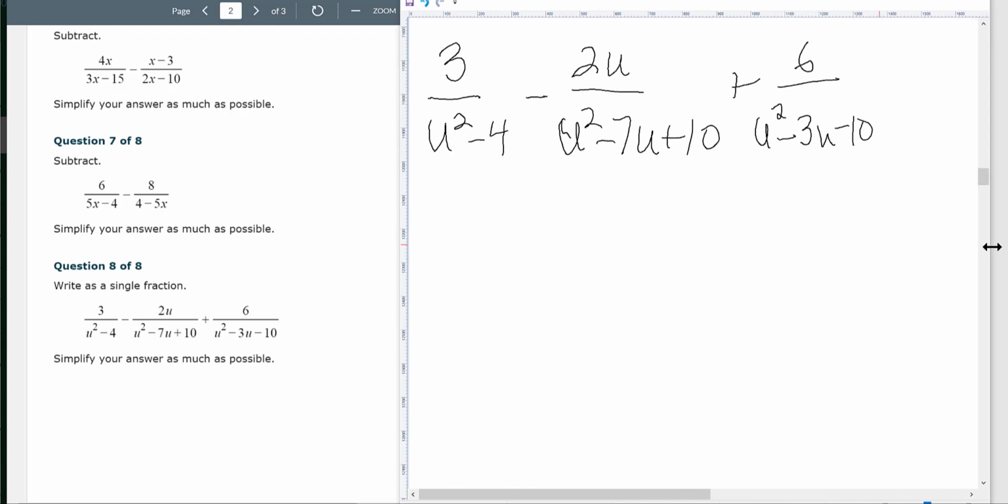We need to factor all of these denominators. So u squared minus 4 is the difference of squares. u plus 2, u minus 2.